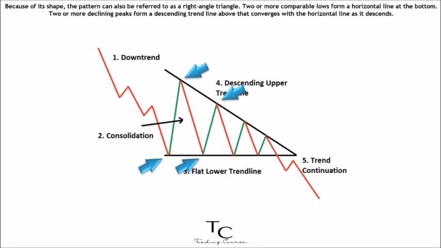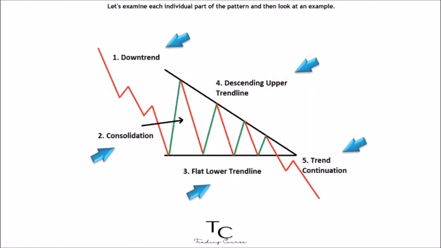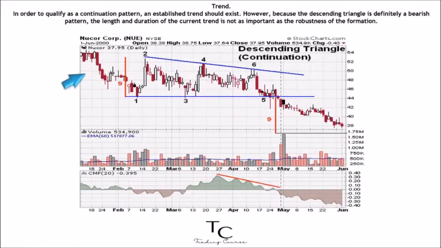Two or more comparable lows form a horizontal line at the bottom. Two or more declining peaks form a descending trend line above that converges with the horizontal line as it descends. If both lines were extended right, the descending trend line could act as the hypotenuse of a right triangle. If a perpendicular line were drawn extending up from the left end of the horizontal line, a right triangle would form. Let's examine each individual part of the pattern and then look at an example.